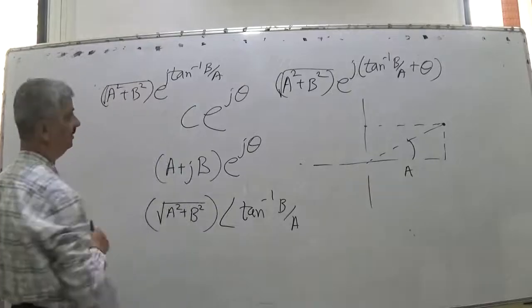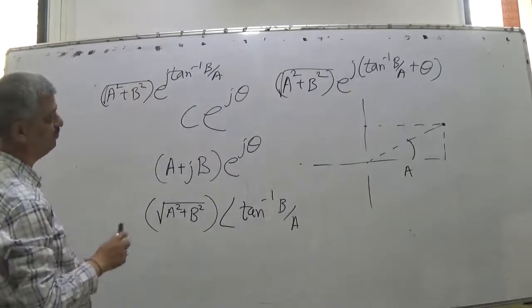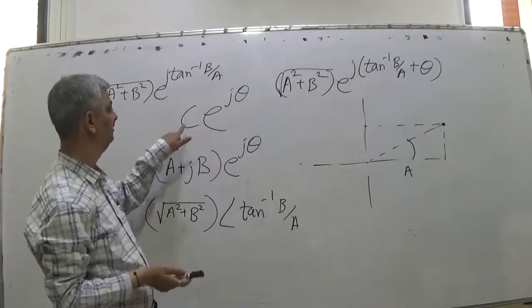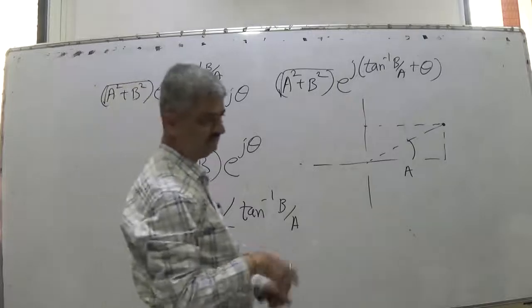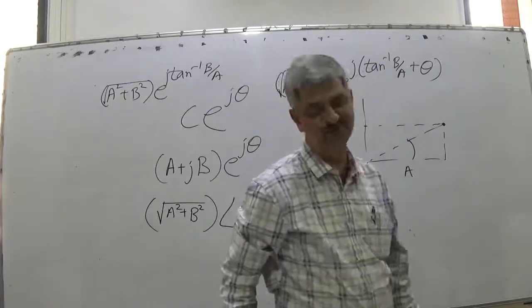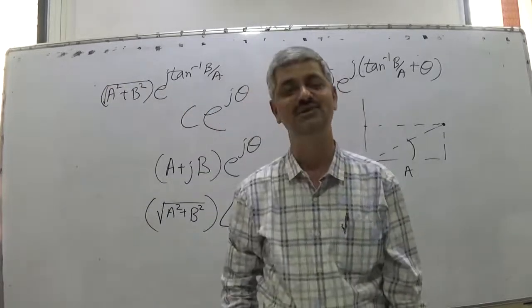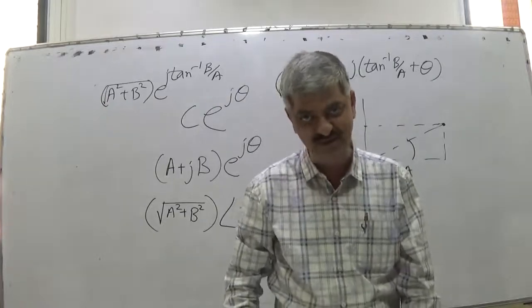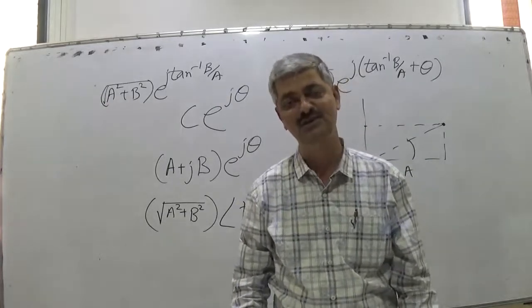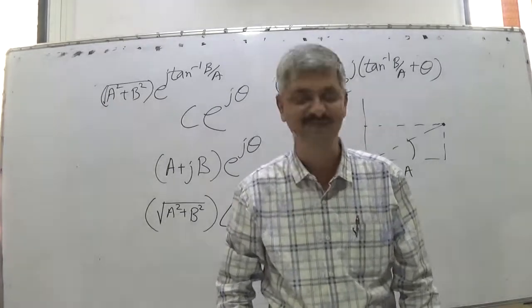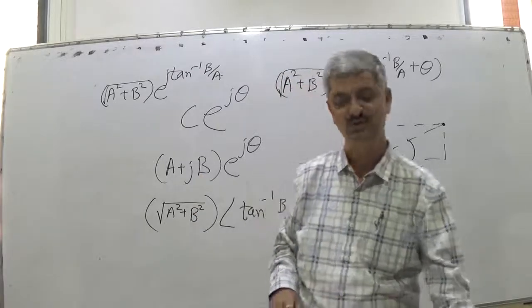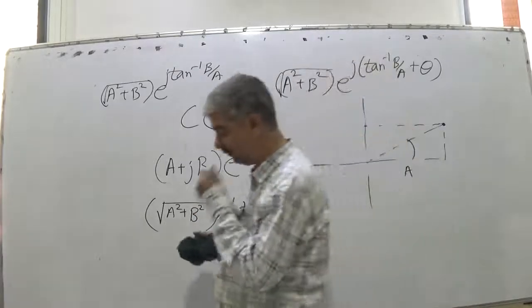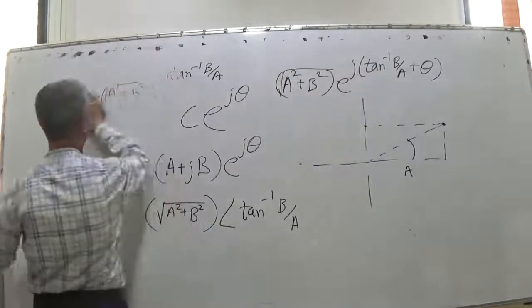Tan inverse of B upon A plus theta. So multiplying e raised to j theta, another complex number is also e raised to j something. Another complex number is also some real number into e raised to j something. So that is possible. So in general now we go for the concept of phasor.